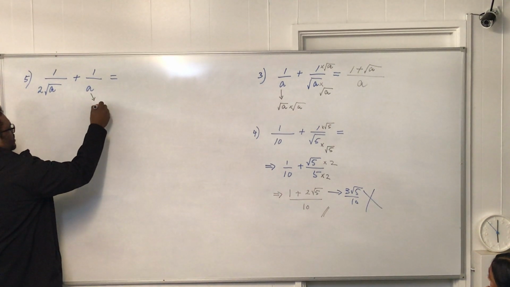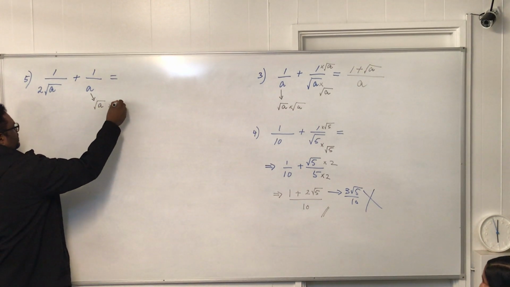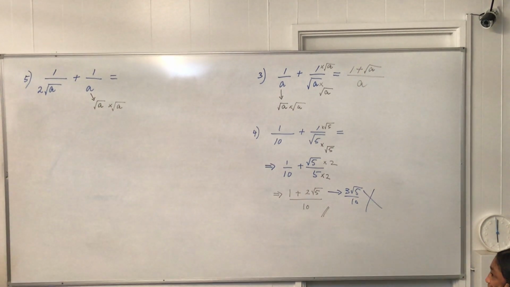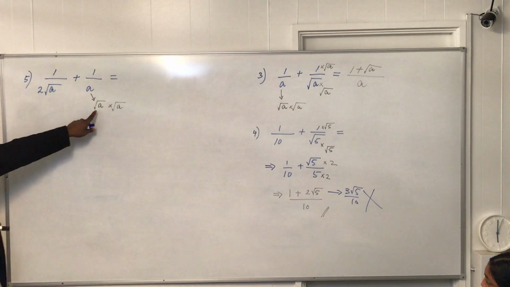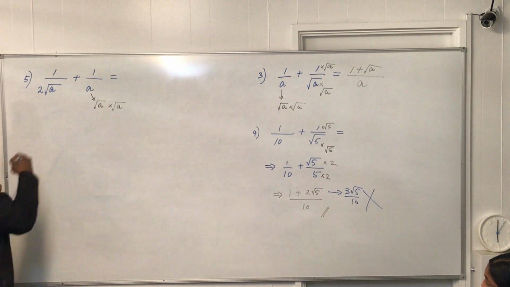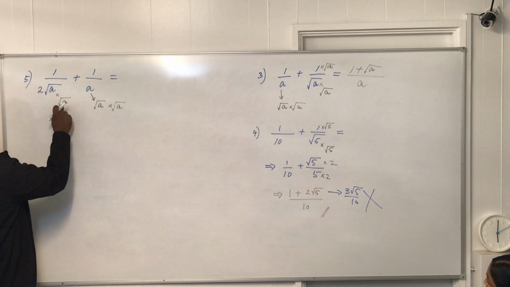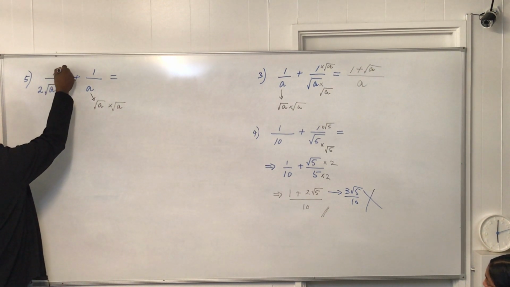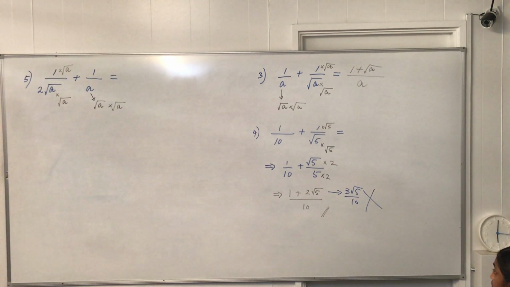A is square root of A times square root of A, right? Now, to get the common denominator, you have 2 square root of A's. You are going to multiply this by square root of A. Then you do the same thing here. Okay. Any questions up to now? Guys, look at the board. Any questions up to now, conceptually?